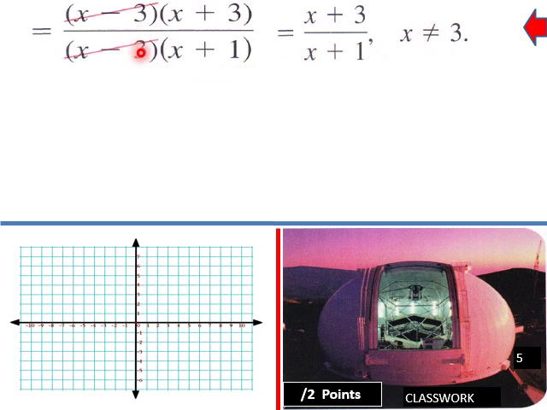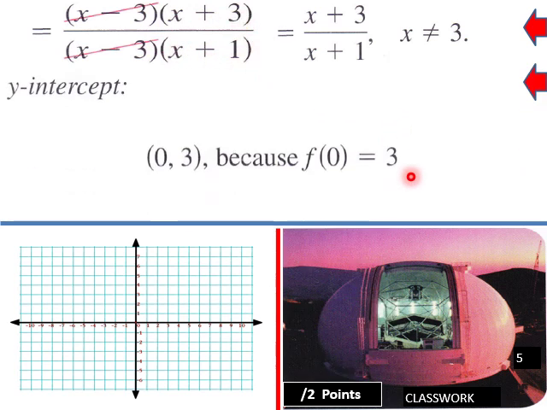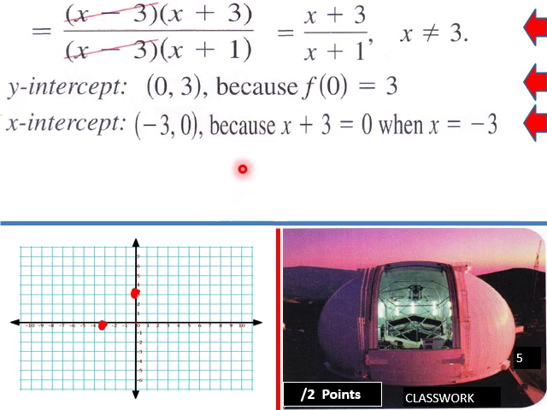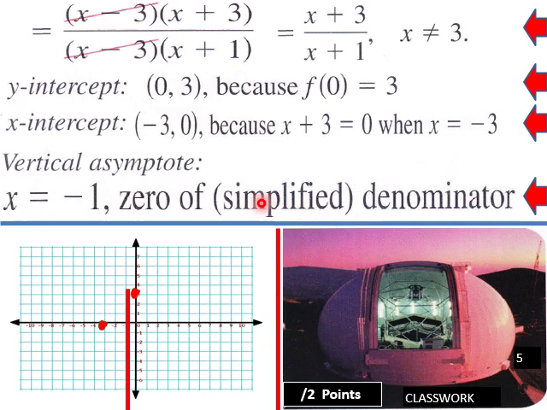In this situation, x cannot equal 3, because that would make the denominator 0 and the expression undefined. Our y-intercept is 0, 3, because f of 0 equals 3. So when x equals 0, y equals 3. And our x-intercept is negative 3, 0, because x plus 3 equals 0 when x equals negative 3. And the vertical asymptote would be x equals negative 1.